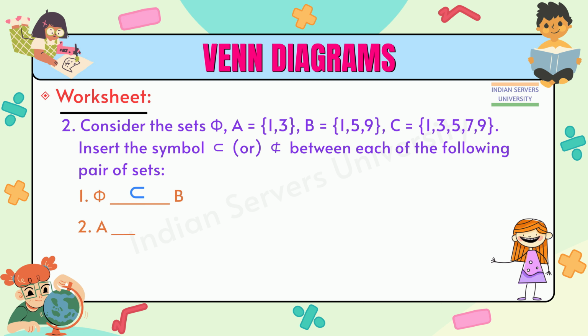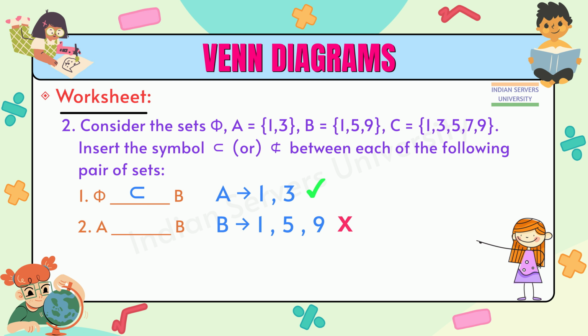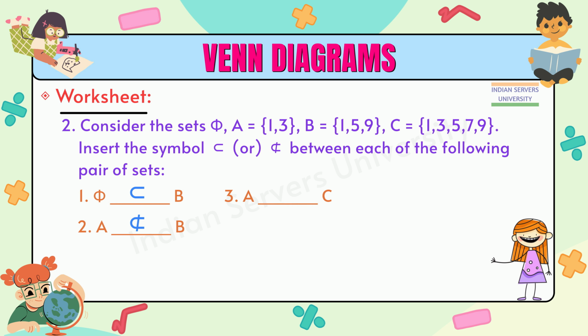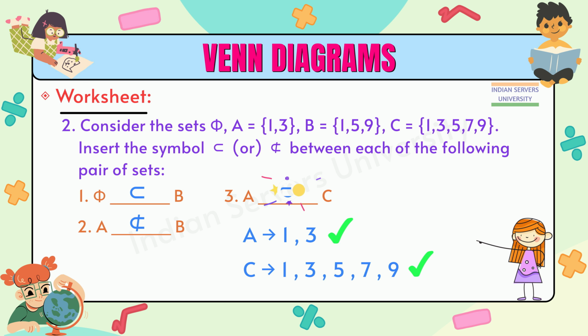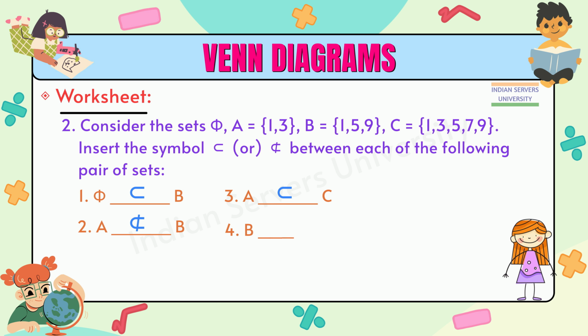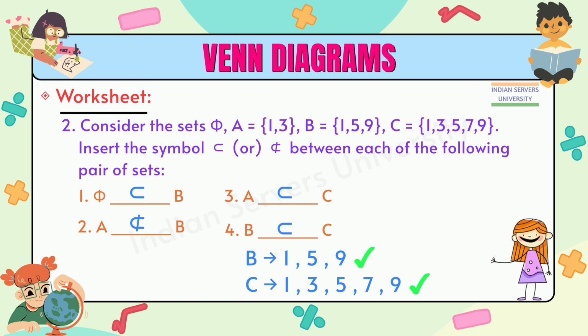Next one, A, B. So ikkada A lo 1, 3 unnai, B lo 1, 5, 9 undi, ante A lo unna 3 B lo ledu. So this is not a subset of B. Next one, A, C. So A lo 1, 3 unnai, C lo 1, 3, 5, 7, 9. So 1, 3 rendu unnai kaabatti A is a subset of C. Next one, B, C. B lo em unnai 1, 5, 9, C lo em unnai 1, 3, 5, 7, 9. So 1, 5, 9 unna kaabatti B is a subset of C.